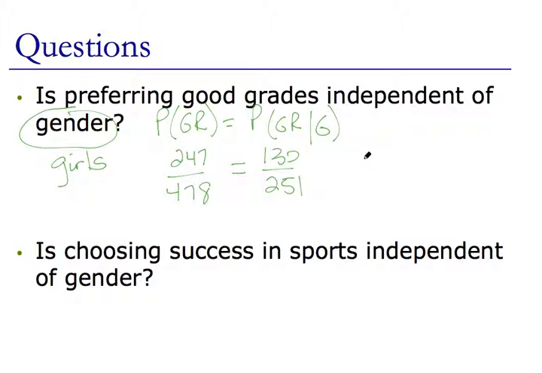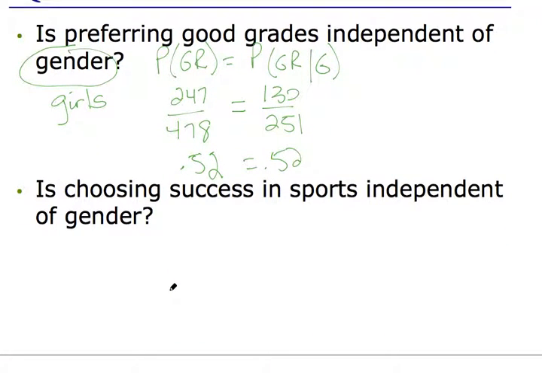And if we look at these as decimals, 247 divided by 478 is 0.52, and 130 divided by 251 is 0.52. So because these are equal, we can say that good grades is independent of gender.